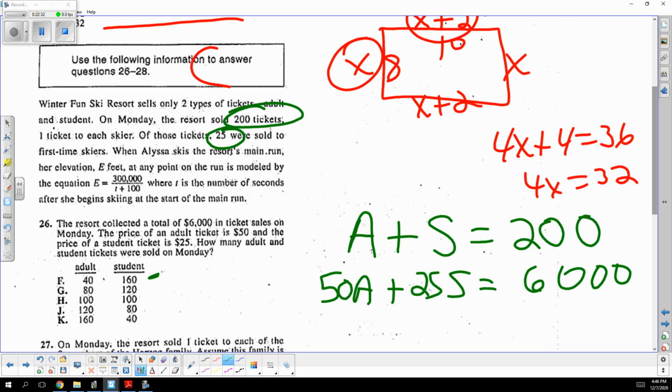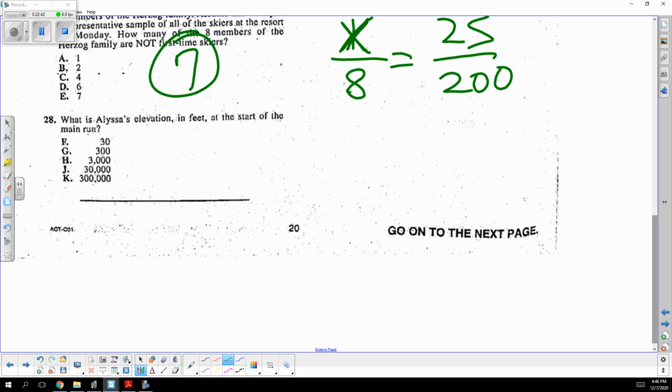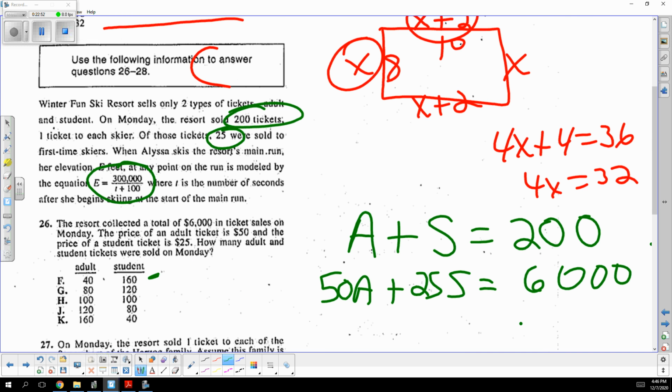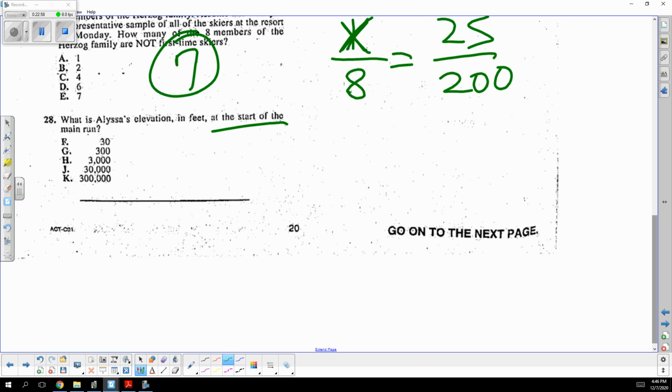Now, this last one is based on this formula, and it says how many t seconds after she starts. Well, she hasn't started yet. So the t is 0. So if you plug in 0 for that, you'll get the answer. So it's 300,000 over 100, which is 3,000. The answer is H. So you just plug in t equals 0 to the equation, and you get the answer H.